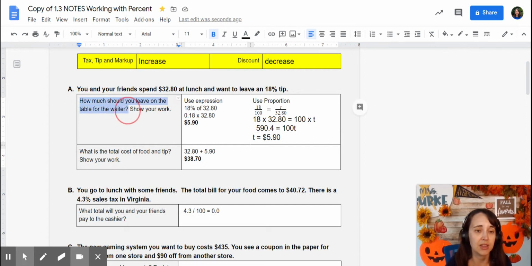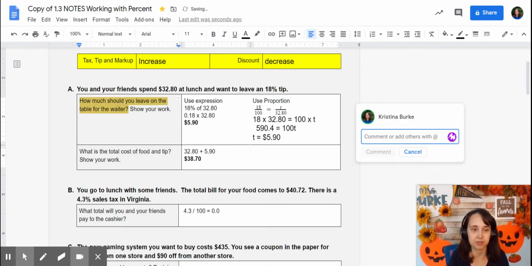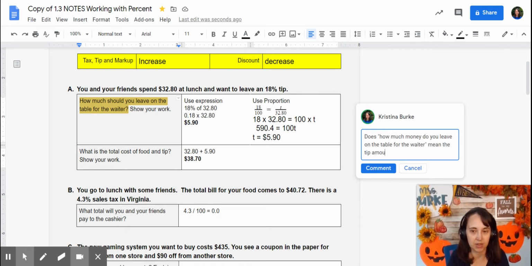So maybe I'm going to highlight this question. I'm going to add a comment, and this is my study question. I'll put it in quotation marks, how much money do you leave on the table for the waiter? Mean the tip amount or the total amount? So there's my study question.